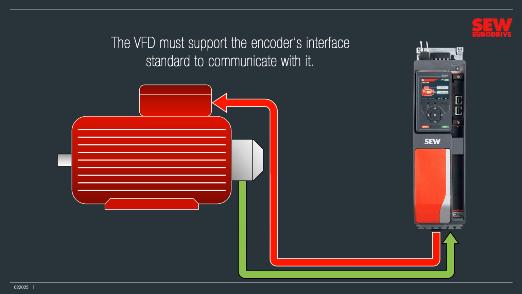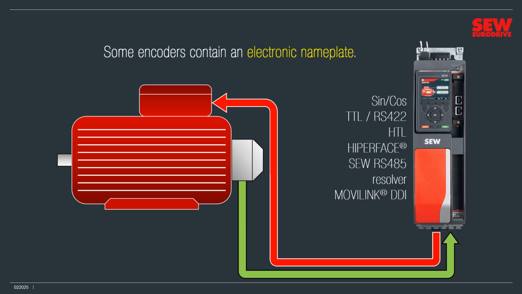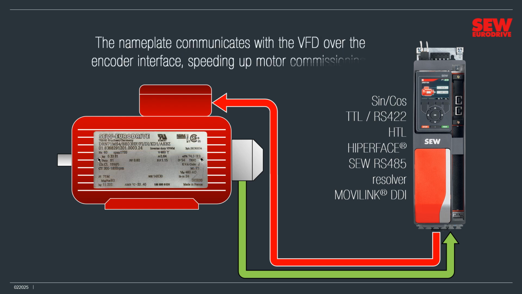SEW Eurodrive's Generation C VFDs, such as this MoviDrive technology, support many industry standards. The first 3 work with incremental encoders. The next 3 work with absolute encoders or resolvers. And the last one, MoviLink DDI, supports encoders of both types. As a bonus, some encoders include an electronic nameplate. This electronically contains the same information as the motor's physical nameplate. The nameplate communicates with the VFD over the encoder interface, speeding up motor commissioning.